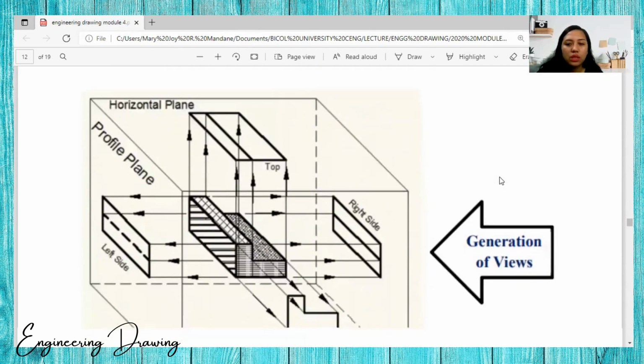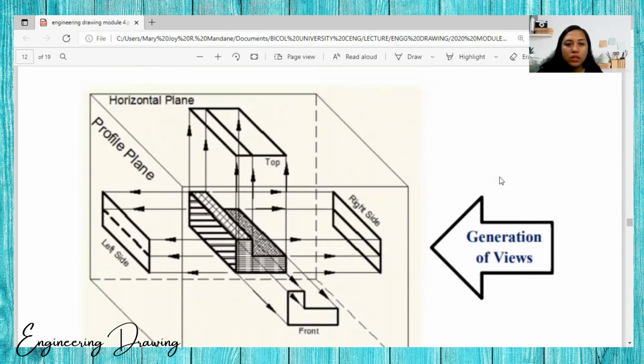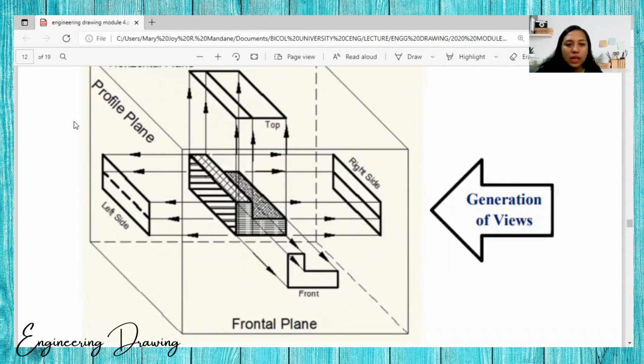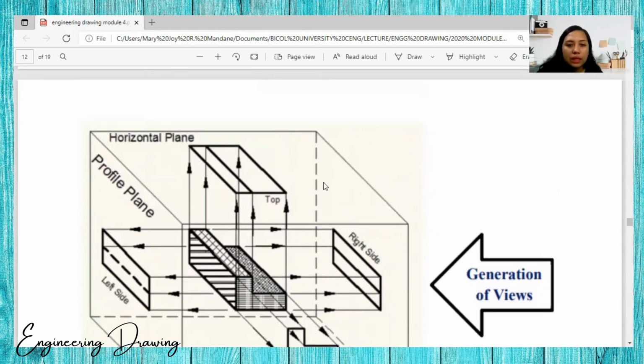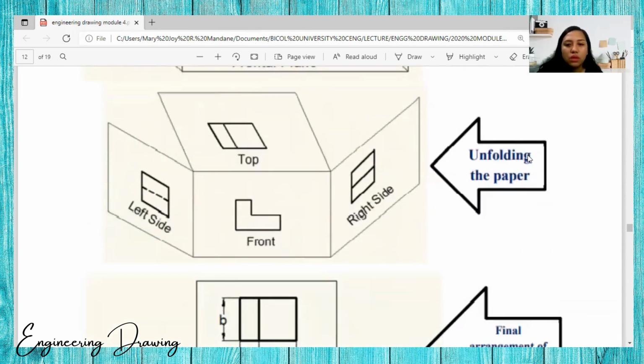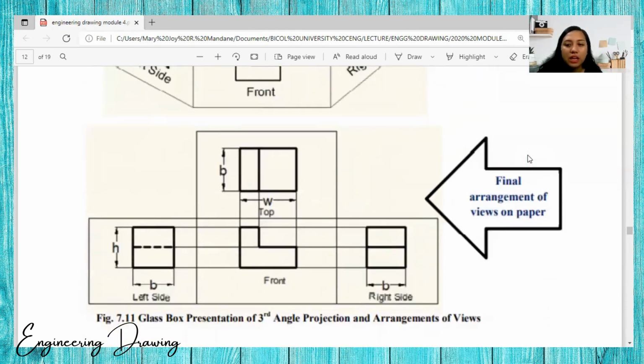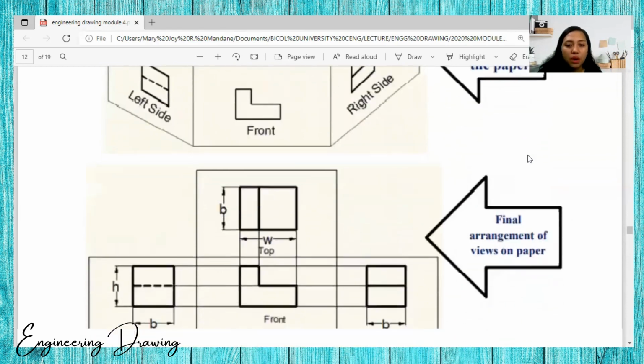Okay, so this is the frontal profile plane, horizontal plane, frontal profile plane na tinatawag natin. This is the horizontal plane. Okay, generation of views. So, if we unfold the paper, ganun po yung mangyayari natin. Okay, this is the final arrangement of the views on the paper.